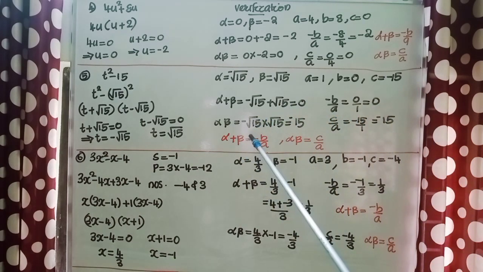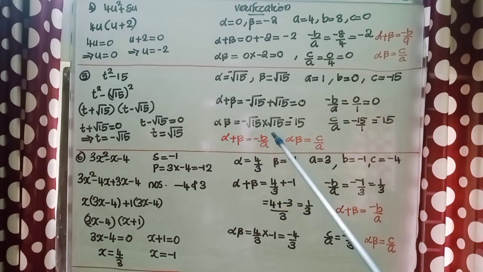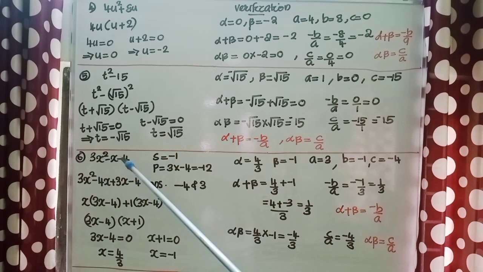So we got here alpha plus beta equal to minus b by a and alpha beta equal to c by a. Next question, 3x square minus x minus 4. Here let us apply the splitting middle term method. Here sum equal to minus 1, product equal to 3 into minus 4, that is equal to minus 12. So the numbers are minus 4 and 3.